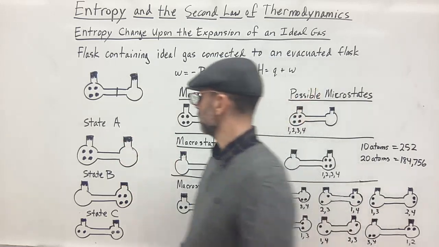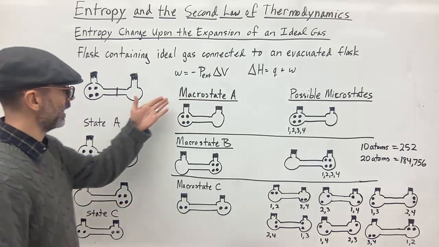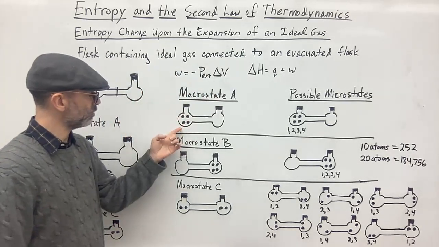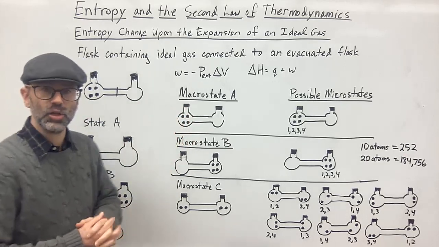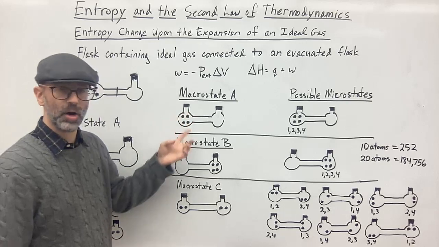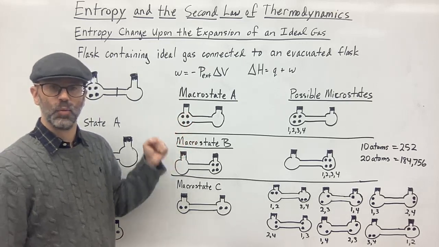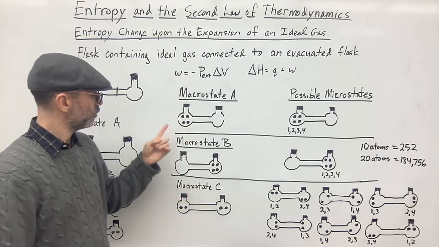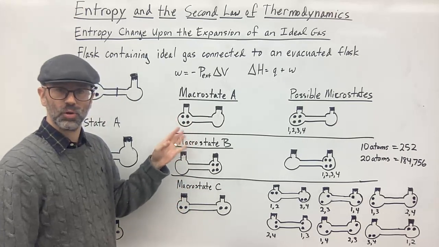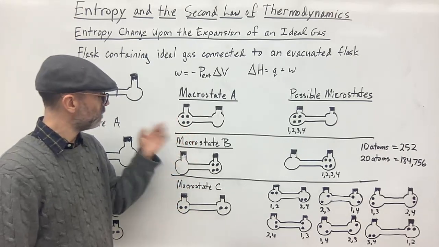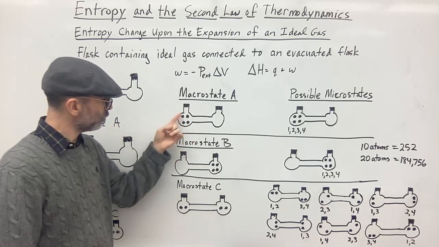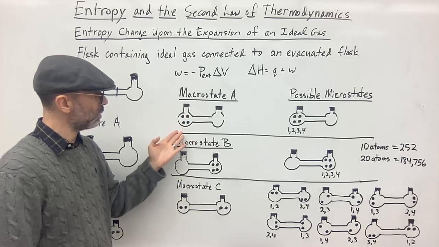And so now we're going to look at each of these possible states and look at the microstates. So here we have state A. So the macrostate A, all of the particles are on one side of the flask. To look at the possible microstates, we're going to identify each of these particles and label them 1 through 4, right? It doesn't matter which particle is 1 or 2 or whatever the case may be, but here each one has a number.